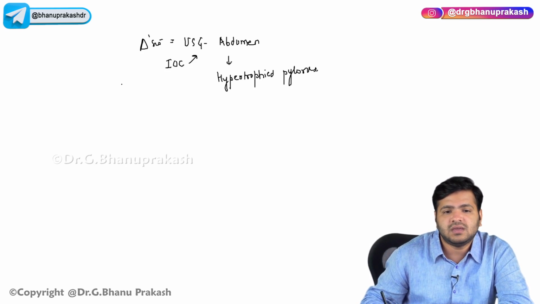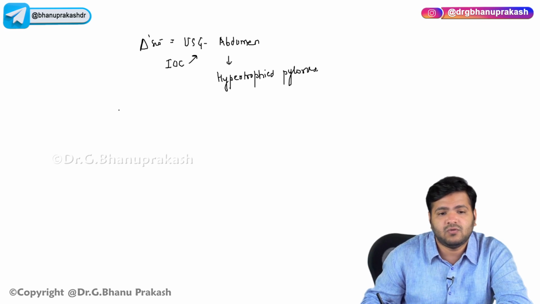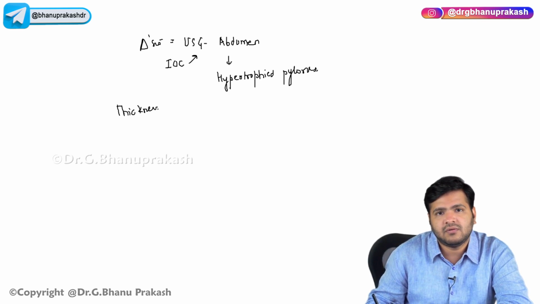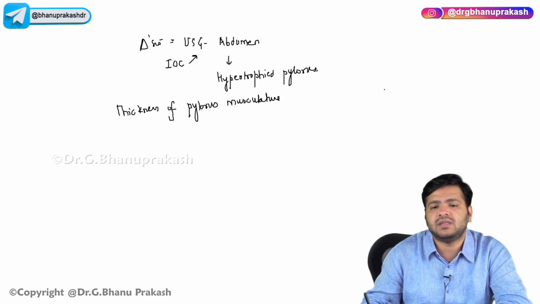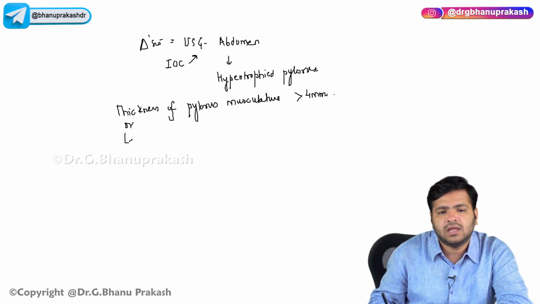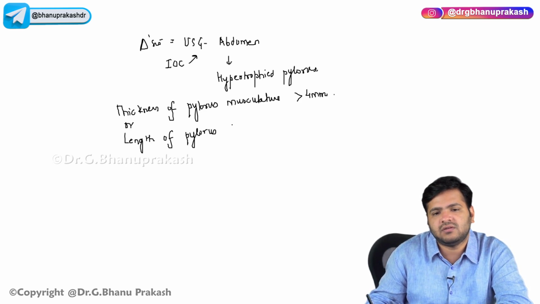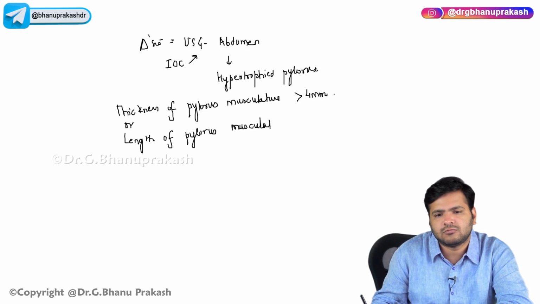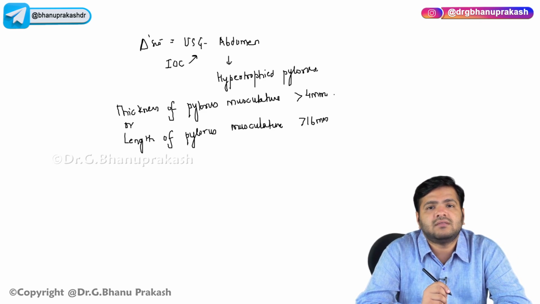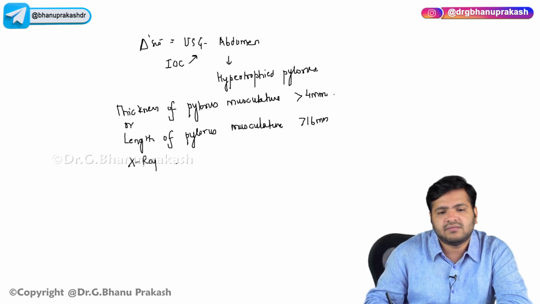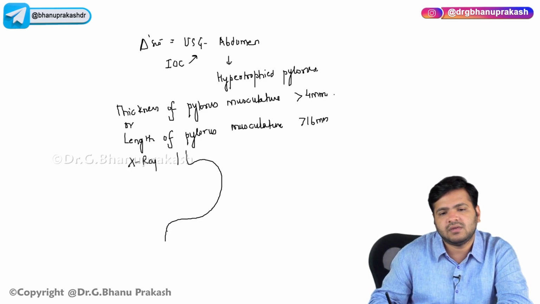Now remember the thickness. When we say hypertrophied pylorus, you should remember the thickness of the pylorus musculature. The thickness of the pylorus musculature, if it is more than 4 millimeter, or if the length of the pylorus musculature is more than 16 mm, right? On X-ray you will get a single bubble sign. Okay, you will get a single bubble sign over here.